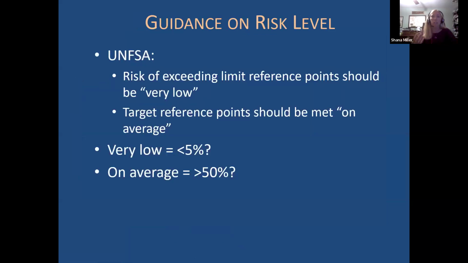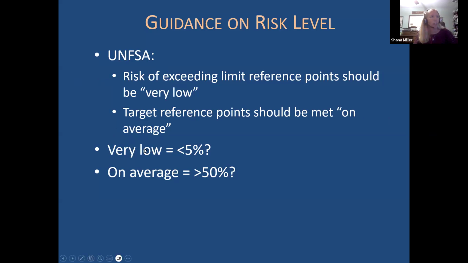Because management objectives need to be specific and measurable, we should also have acceptable levels of risk of breaching the different reference points. There is some guidance in the UN Fish Stocks Agreement on what those probabilities, what the risk level, should be. It says that the risk of exceeding the limit reference point should be very low, and target reference points should be met on average.